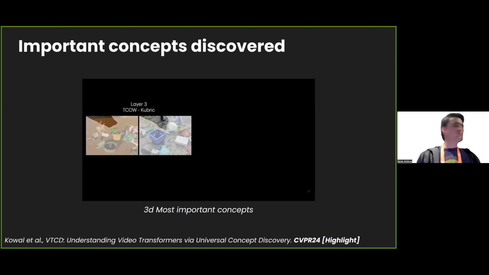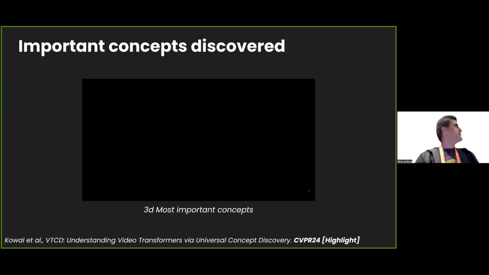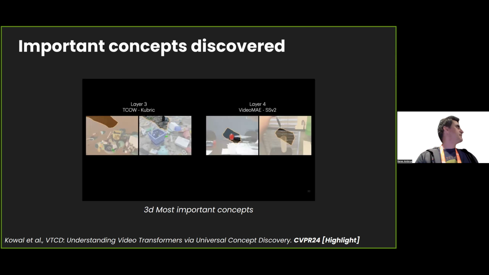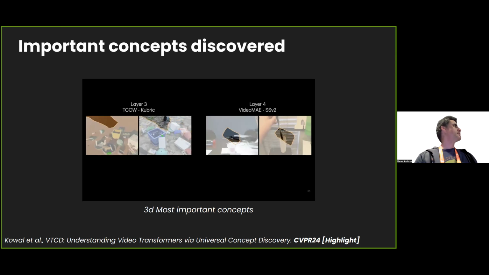Next, we looked at the third most important concept, and we found that it's similar across the models. It's a temporally invariant concept, and it's found earlier in the model, in an earlier layer, 3 and 4, respectively. And so this led us to conclude that, first of all, positional information processing occurs earlier.